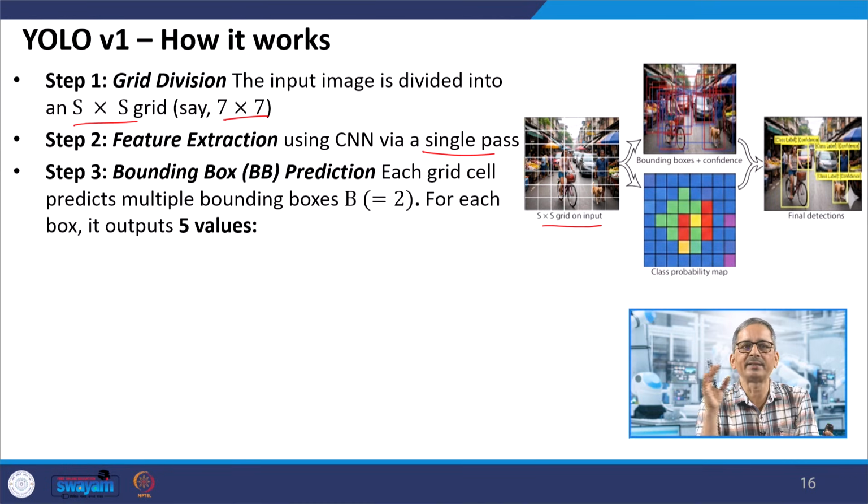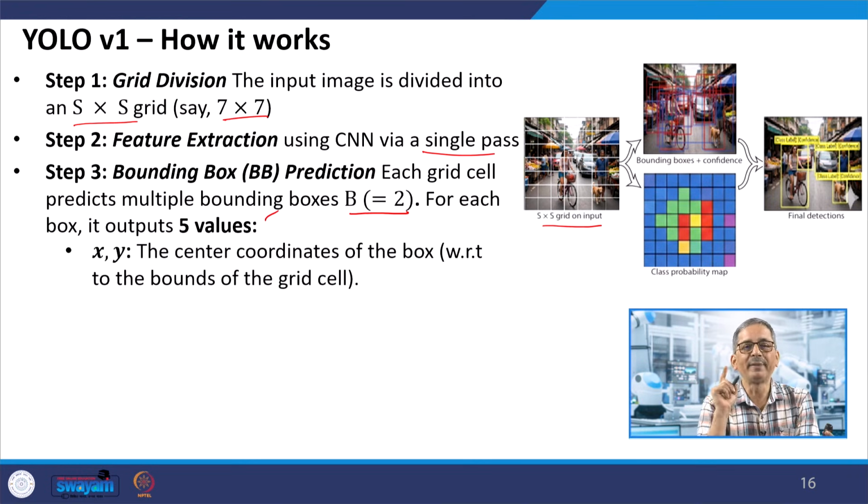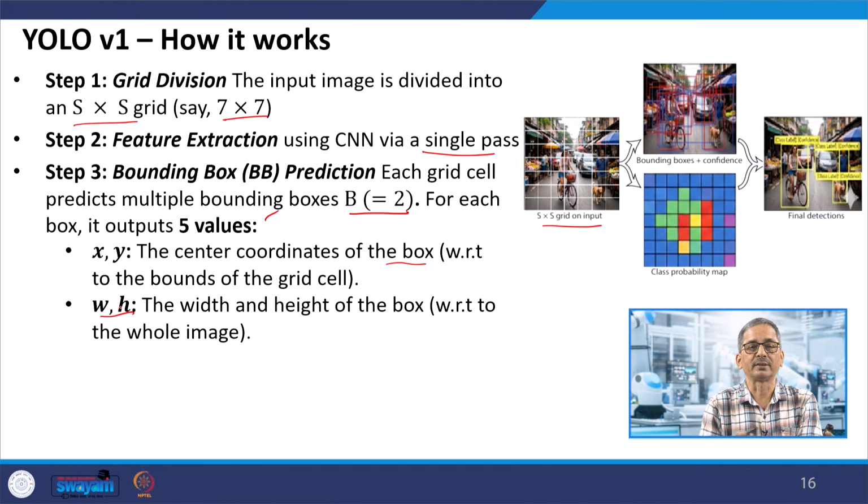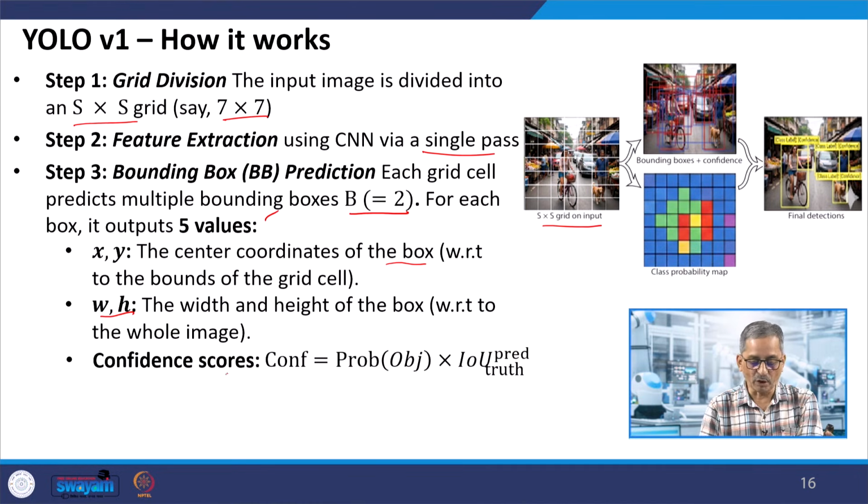So each grid cell predicts multiple bounding boxes, usually 2 bounding boxes, and for each box it outputs 5 values. So what are these 5 values? These 5 values are the X, Y, the center coordinate of the box, with respect to the bounds of the grid cell, and then the W, H, that is the width and height of the box, and the confidence score.